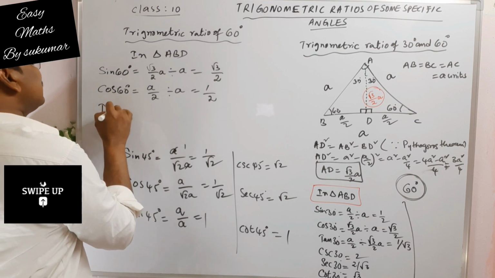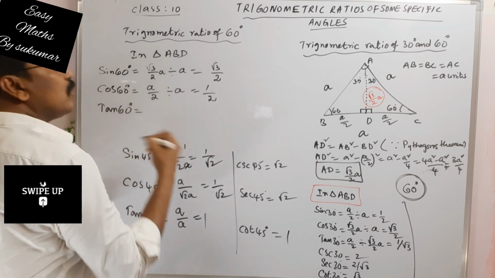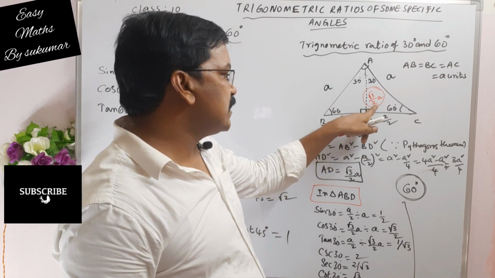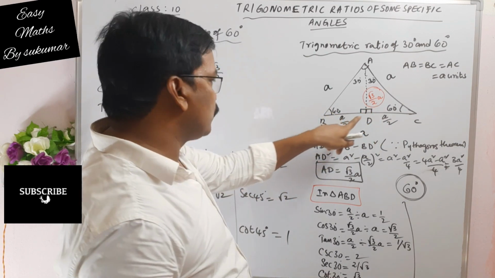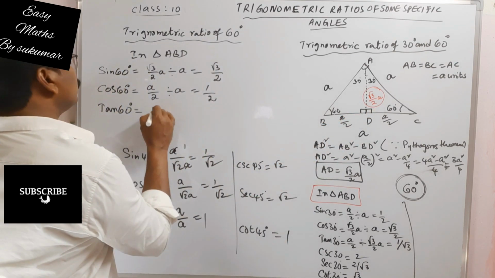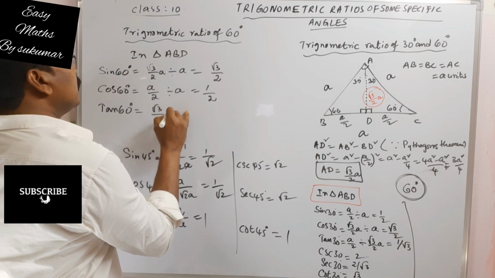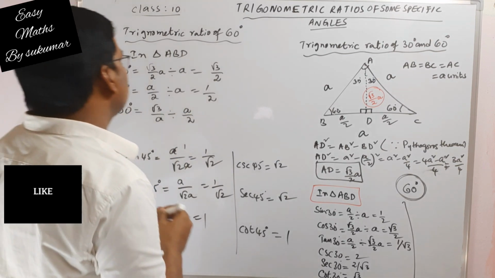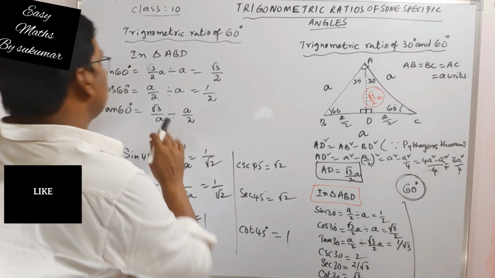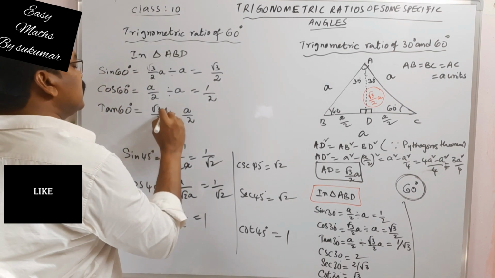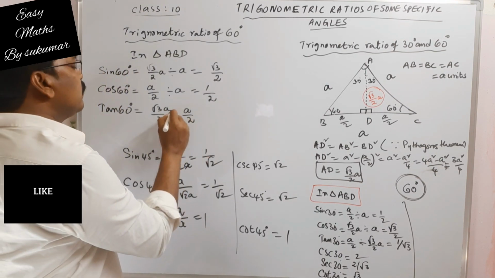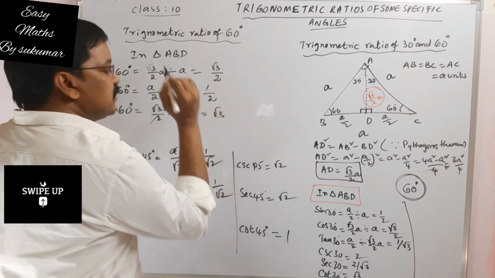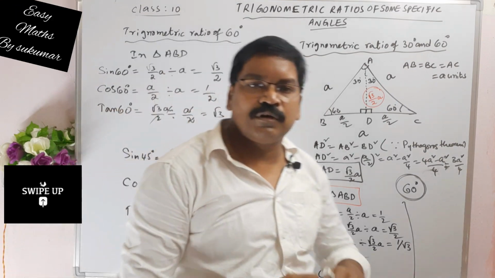Next one is tan 60 degrees. Tan means opposite side by adjacent side. Here, what is the opposite side? Root 3 by 2 a divided by adjacent side, a by 2. Now here, root 3 by 2 a divided by a by 2. So a and 2 get cancelled, finally root 3. That means tan 60 is equal to root 3.